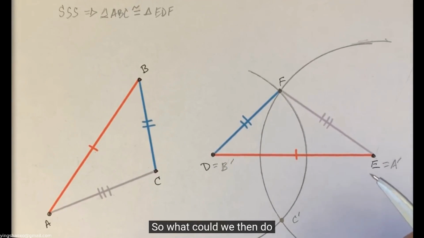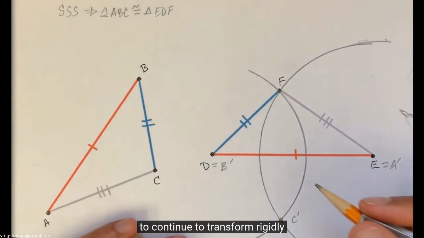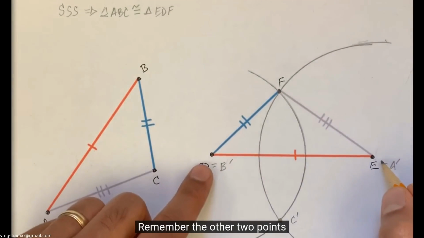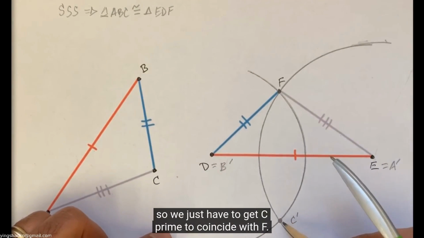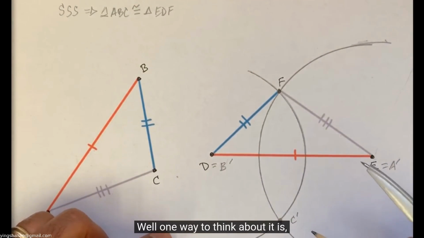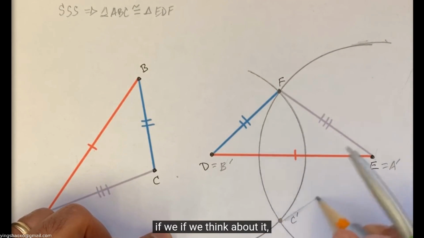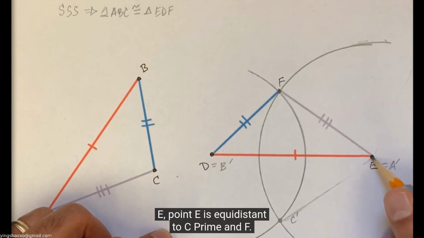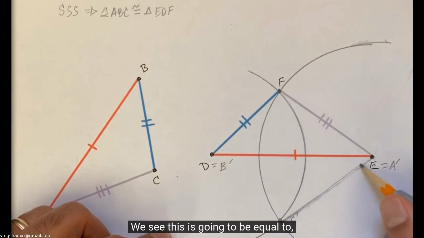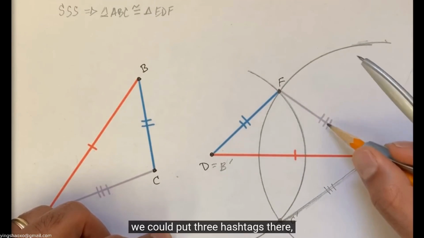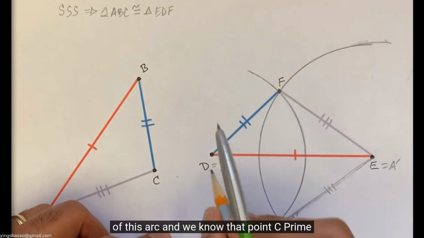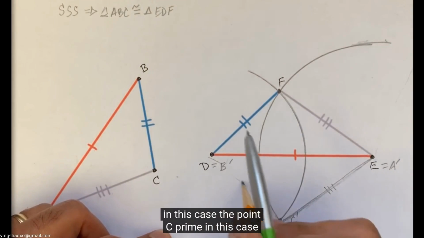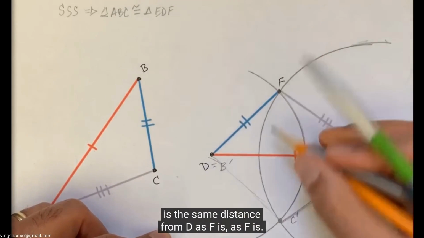So what could we then do to continue to transform rigidly so that C prime ends up with F? Remember, the other two points have already coincided with E and D, so we just have to get C prime to coincide with F. Well, one way to think about it is, point E is equidistant to C prime and F. We could put three hashtags there, because once again, that defined the radius of this arc. And we know that point C prime in this case is the same distance from D as F is.